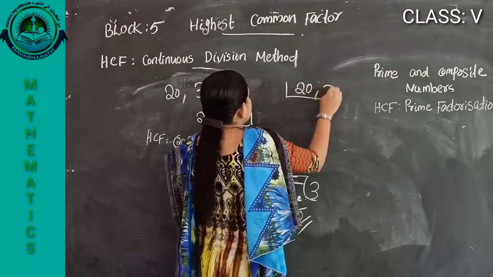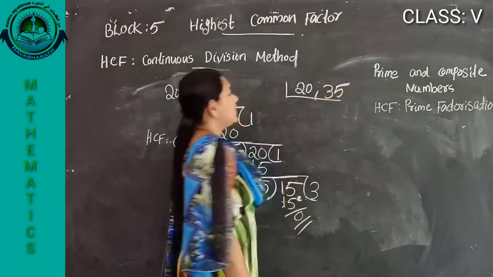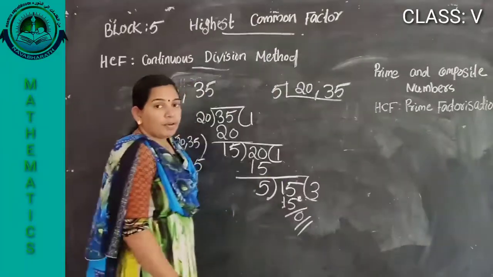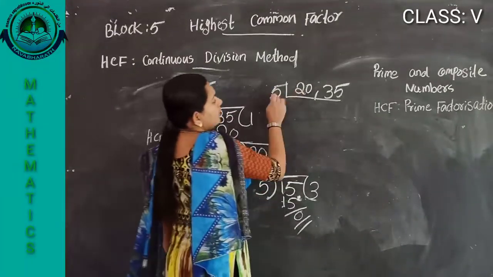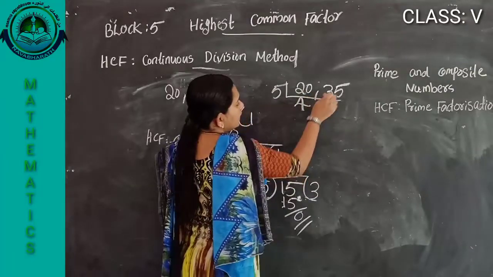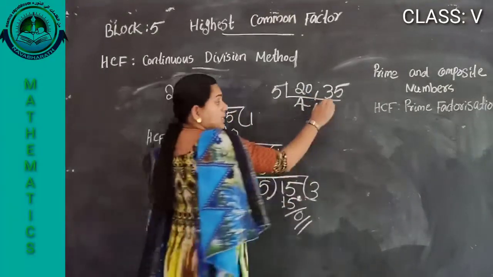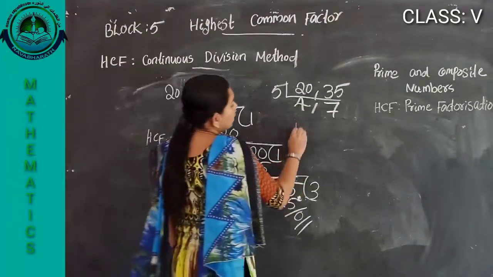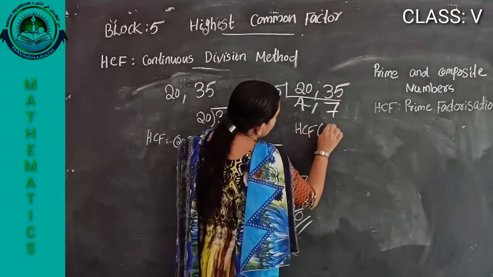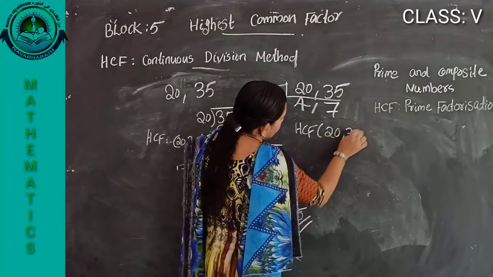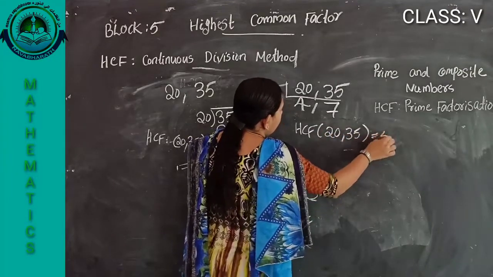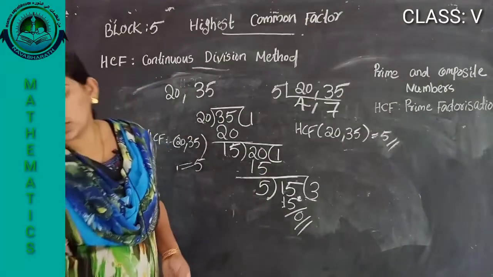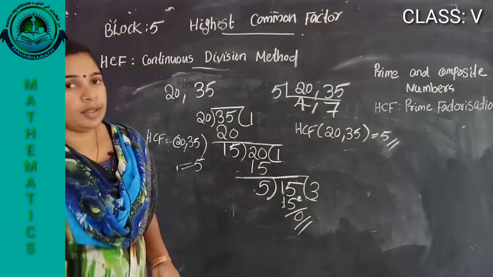Then one more method also we will check. 20 and 35. From here, which is the common number? 5 only. Common factor, 5. So 20 divided by 5, 4. 35 divided by 5, 7. Then 4 and 7, any common number? No. What is the HCF of 20 and 35? 5 here. Got it? Then next question, 50 and 75.